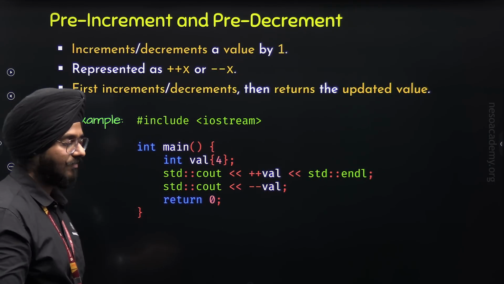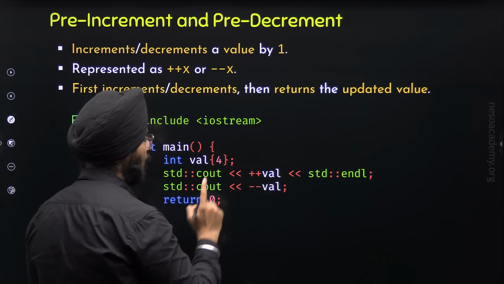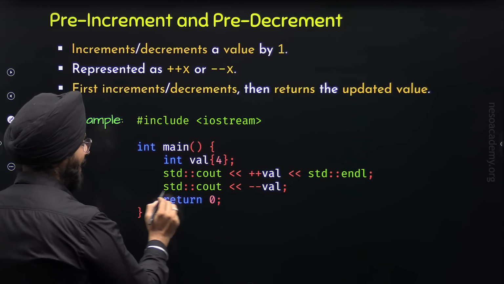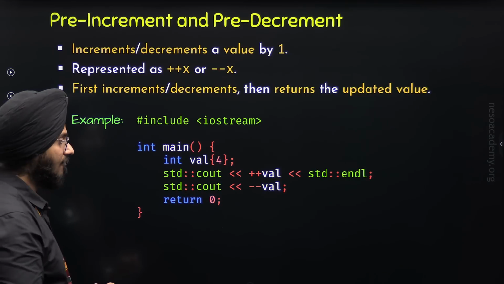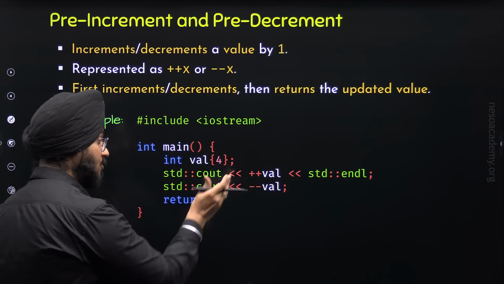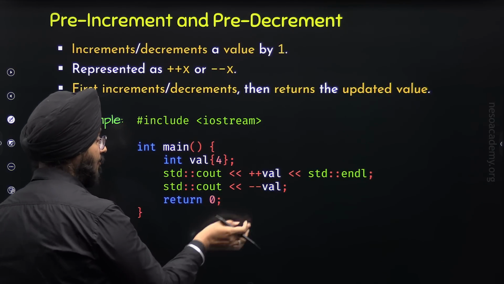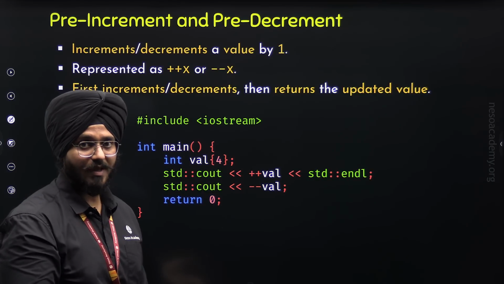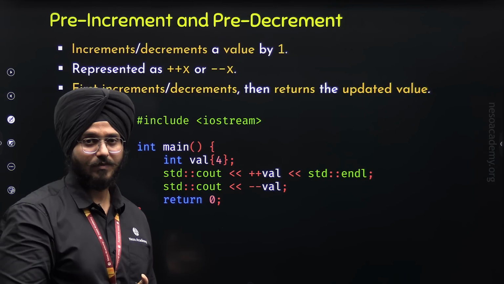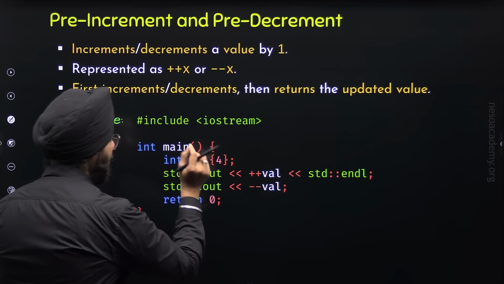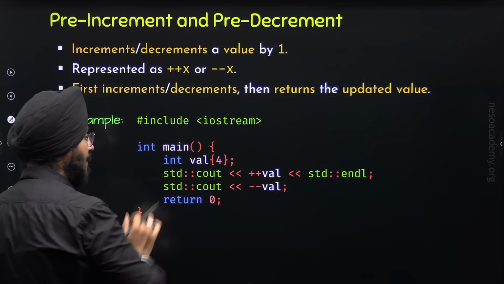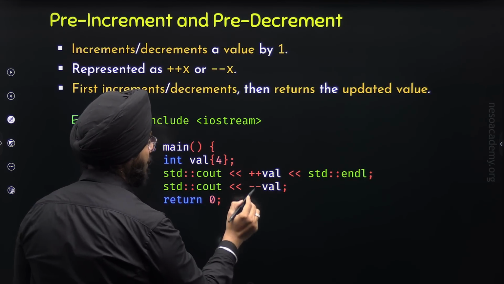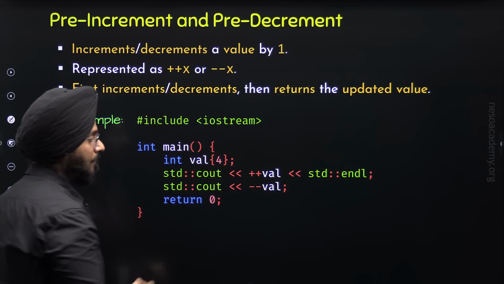And in the next line, the result of --val will be displayed on the screen. As you can observe, this is provided to std::cout. Now here we have this -- operator, which is the pre-decrement operator. We know with the help of this operator, first the value is decremented by 1 and then the updated value is returned. We know the current value of this variable is 5. First, 5 is decremented by 1, we will get 4. Then 4 is returned. This means in place of --val, we will get 4.